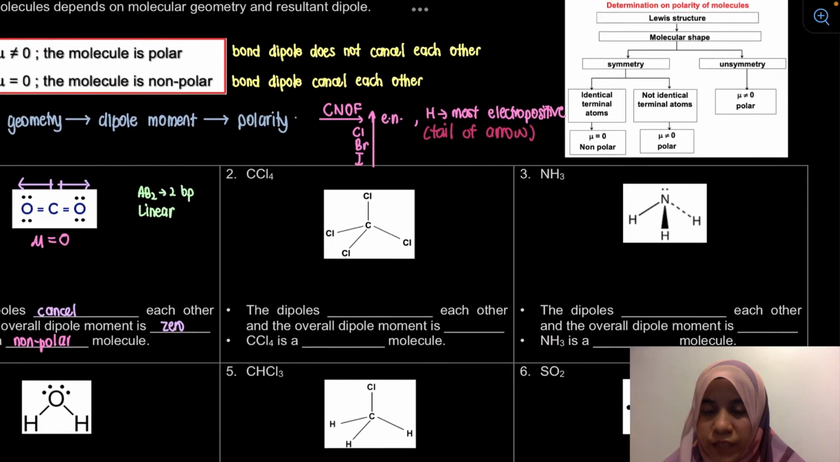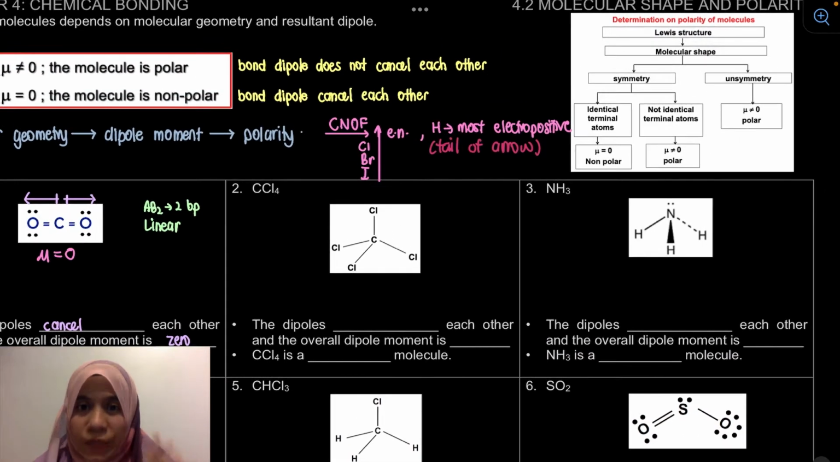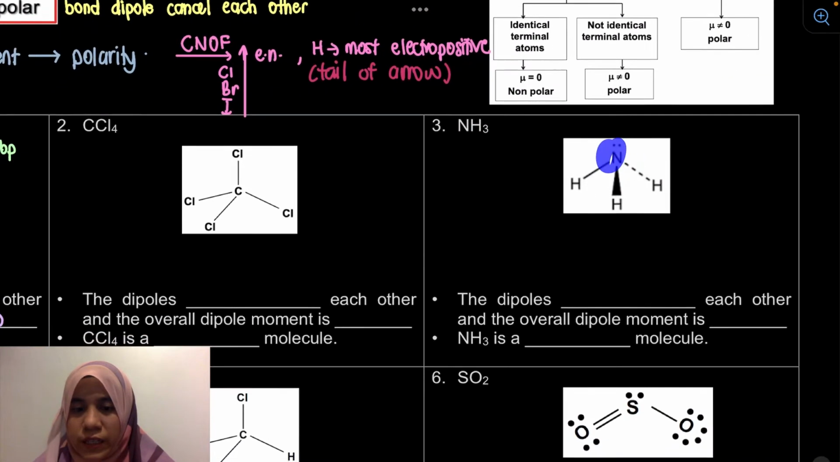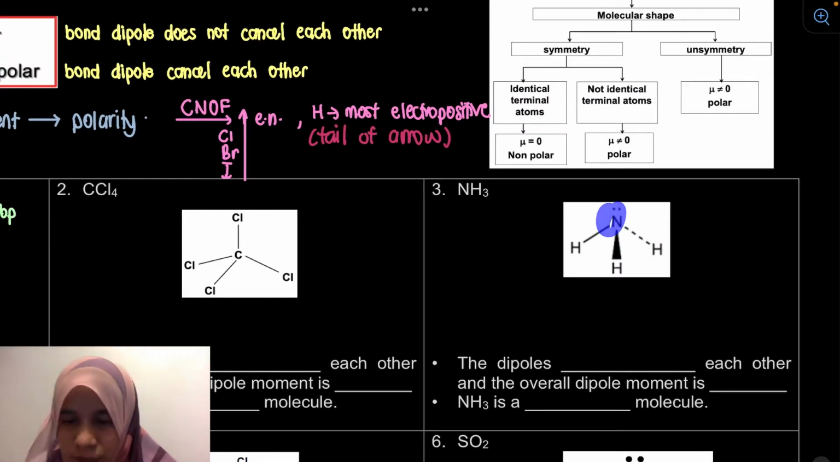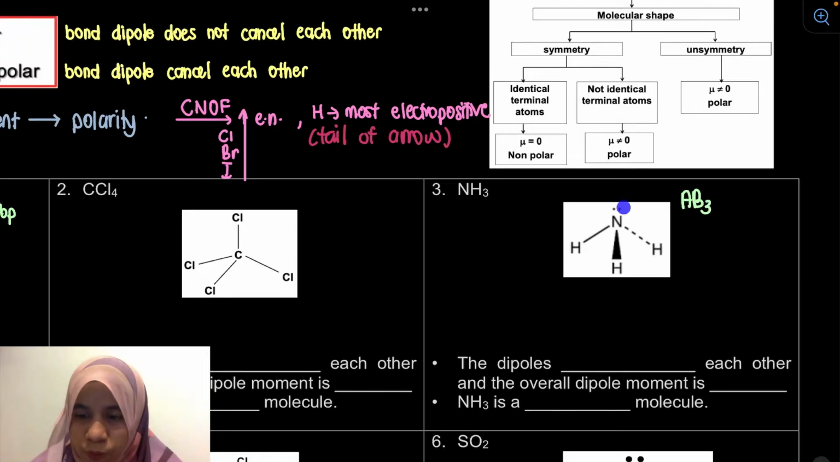Example 3 is the first time we see a central atom with a lone pair. This is just a bit of revision of the class. Nitrogen has 3 bonding pairs, so it is AB3. How many lone pairs? There is 1 lone pair. So it is AB3E, which means 3 bonding pairs and 1 lone pair.